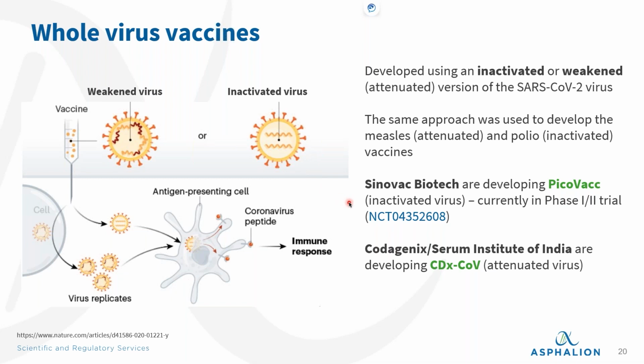And just to bring your attention to 2 products which are currently in development. There's Picovac, which is a SARS-CoV-2 vaccine based on the inactivated virus, being developed by Sinovac Biotech, a Chinese biotechnology company, and that's currently in a phase 1 or 2 trial to look at safety and immunogenicity. And there's another product in development, an attenuated virus, CDX-CoV, which is being developed by the American firm Codagenics in collaboration with the Serum Institute of India, which is one of the largest manufacturers of vaccine products in the world.